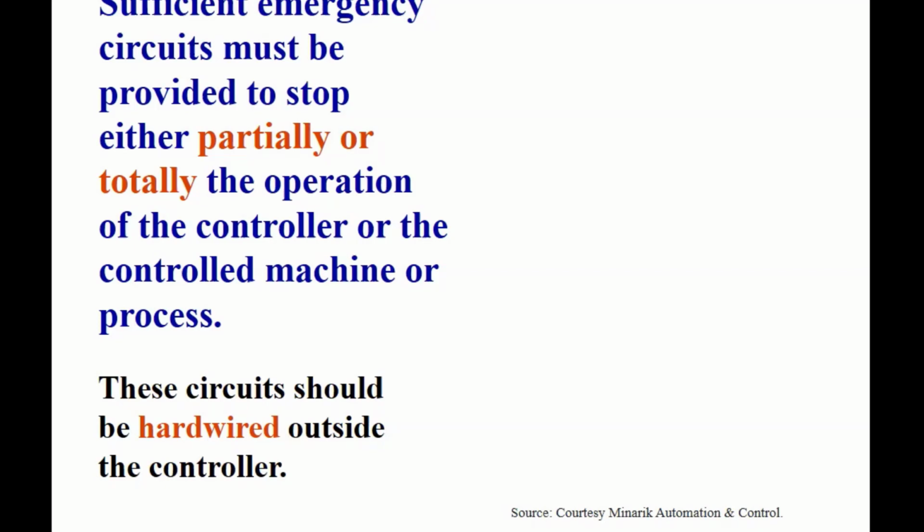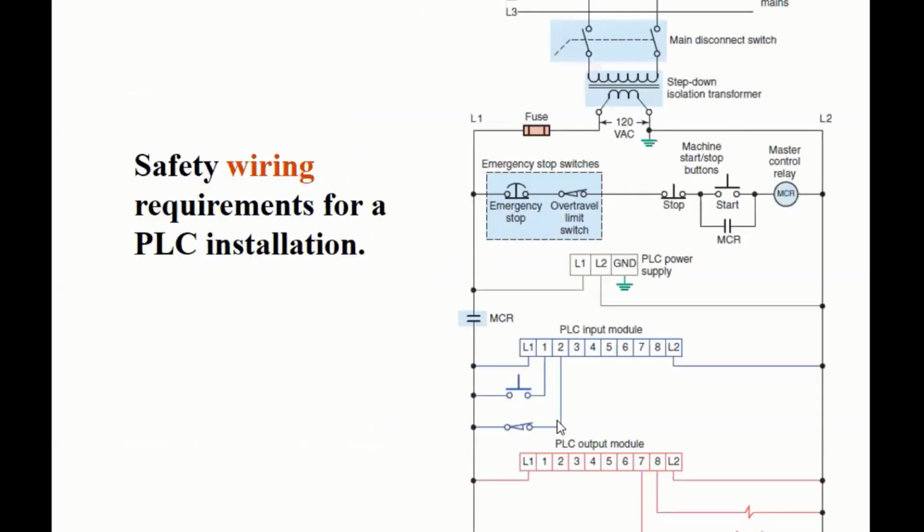Sufficient emergency circuit must be provided to stop either partially or totally the operation of the controller or the control machine or process. The circuit should be hardwired outside the controller for safety. And here's the safety wiring requirement for a PLC installation.